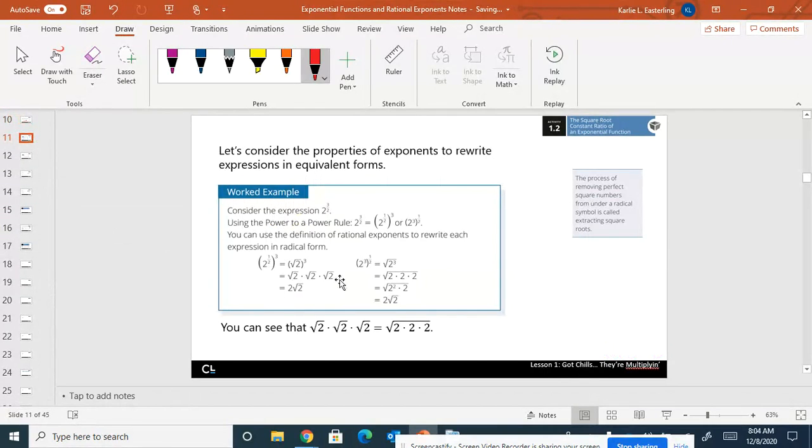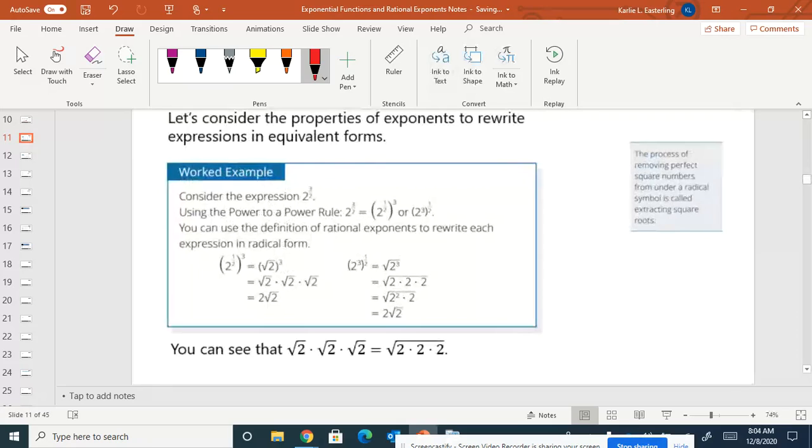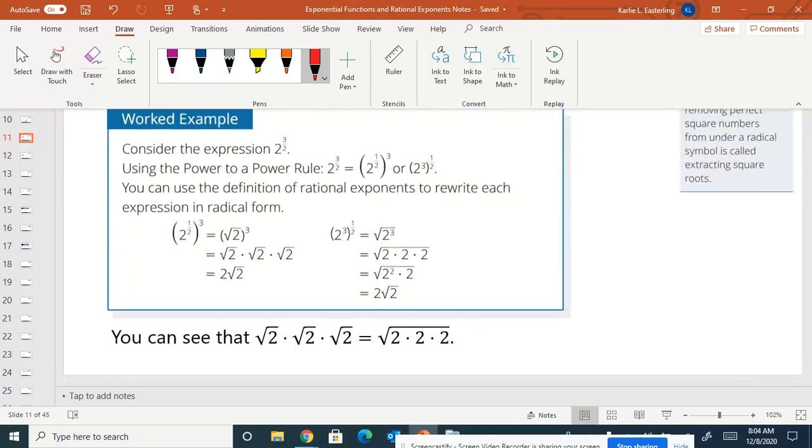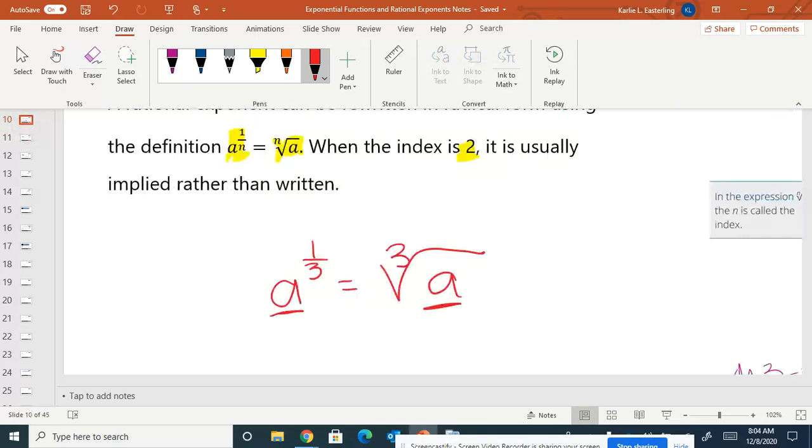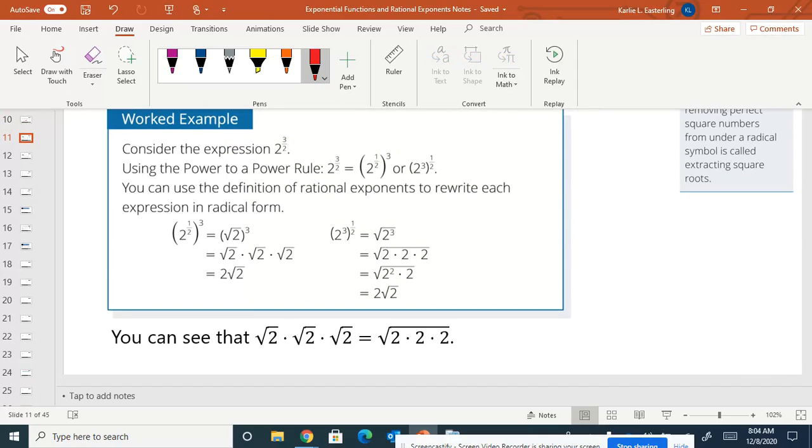All right, so here is even a worked example of it. We're going to consider the properties of exponents to rewrite expressions in equivalent forms. This even shows you how, in the last example, we were looking at 1 divided by n for our exponent. Here it's a number divided by a number, so it's an actual full fraction here.